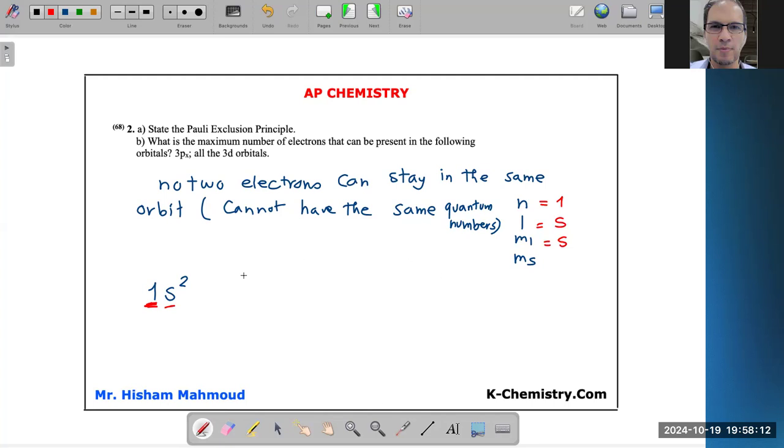So it is possible that they are in the same shell, the same subshell and the same orbital. But can they be in the same direction, Abdullah? No, they cannot be spinning in the same spin. They have to be in opposite spin. If one is going clockwise, I give it the number plus half. If it is anticlockwise, I call it minus half.